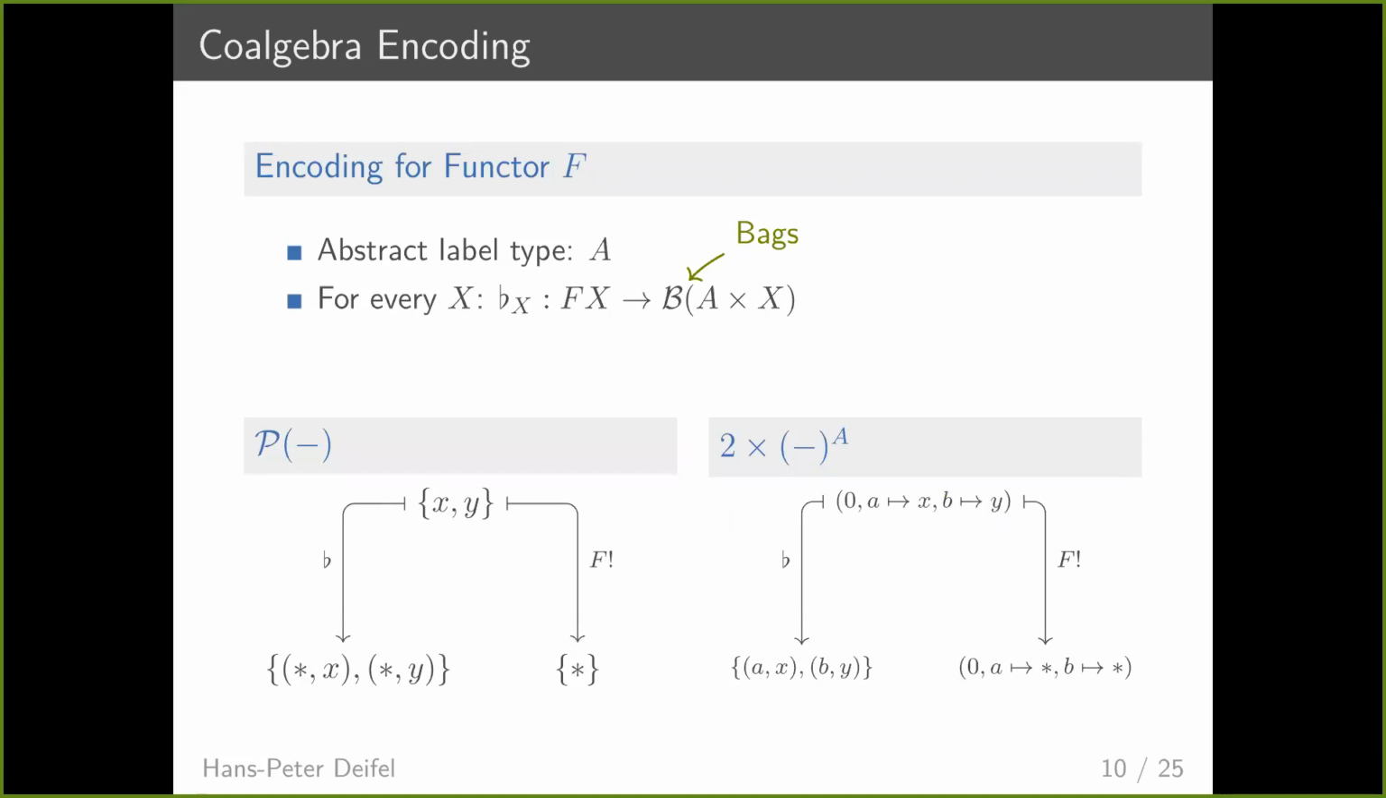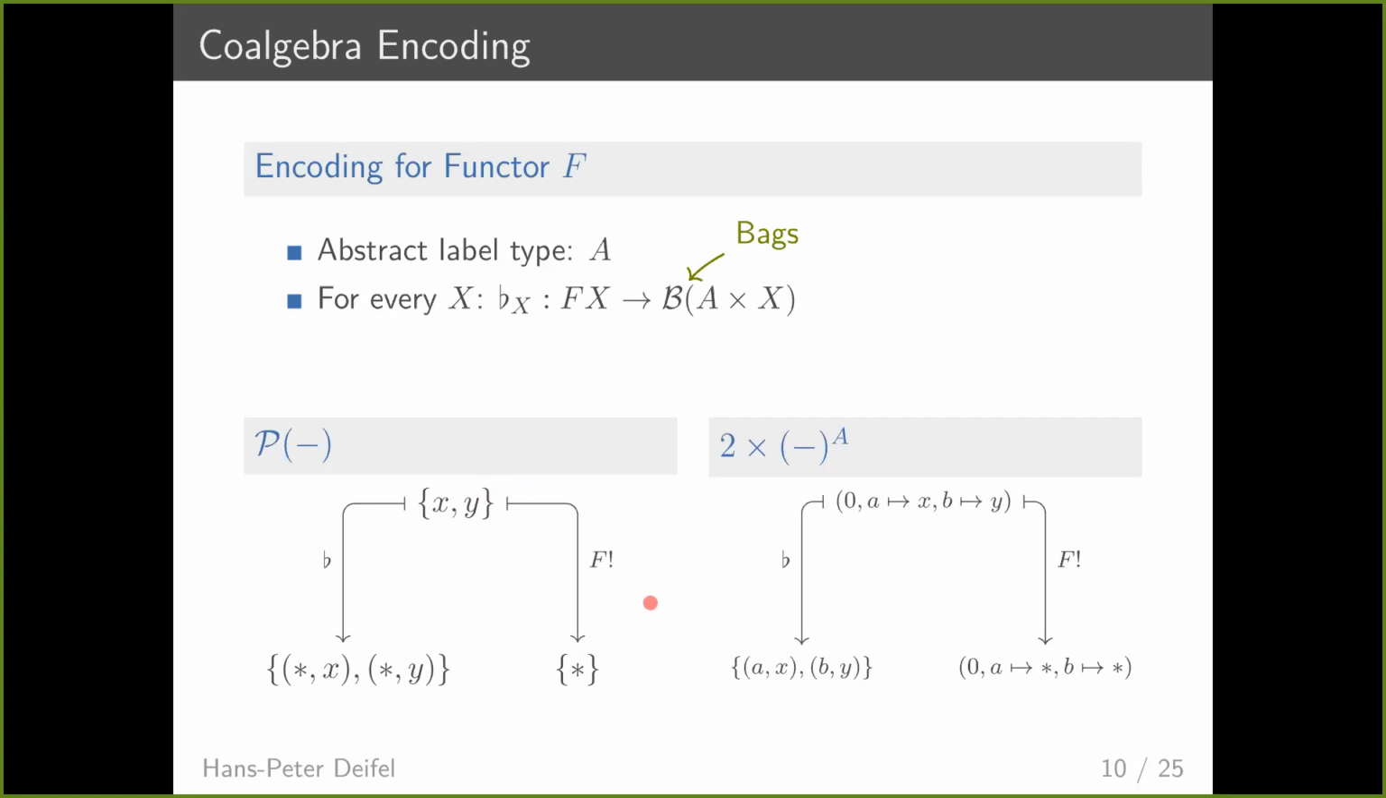So coalgebras for the power set functor here correspond to unlabeled transition systems. And so this abstract label type is actually unnecessary, but we still need to provide it. So we just use the singleton set as labels. If we have a set of successors here, then our encoding map just pairs everything with the unit value, because in this case we don't care about labels. And fbang, in this case, just sends everything to the star, which would distinguish between empty and non-empty sets, but that's not important in this case.